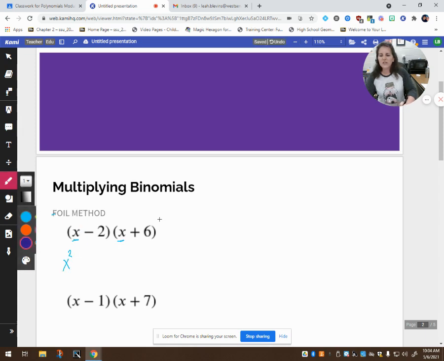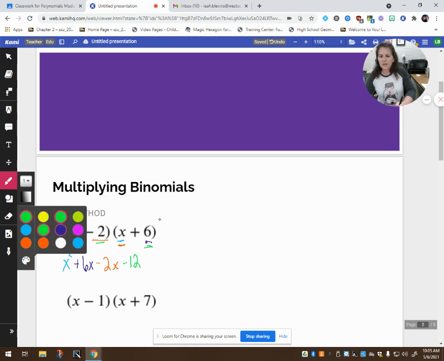Next, we look at what's on the outside of the whole problem. So we have x and 6. We multiply x times 6, that's a positive 6x. Then we look at what's on the inside of the whole problem. So negative 2 times x is negative 2x. And then our last step is to look at what comes last in each set of parentheses. So negative 2 times a positive 6 is a negative 12.